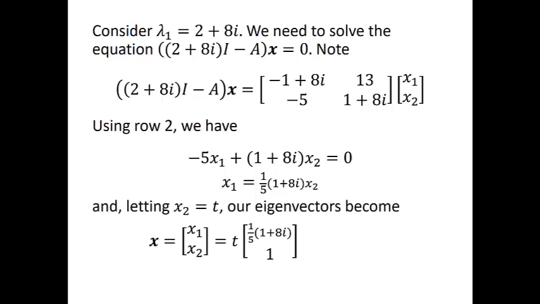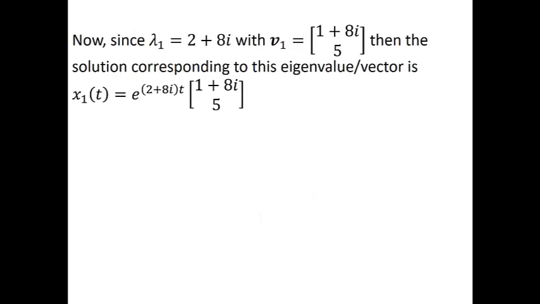So if we let x2 equal t, our eigenvectors are all scalar multiples of the vector 1/5, 1 plus 8i, 1. Or if we want to get rid of the fraction, we can say that our eigenvectors are scalar multiples of the vector 1 plus 8i, 5. Okay, now since we've got an eigenvalue of 2 plus 8i with corresponding eigenvector 1 plus 8i, 5, then the solution corresponding to this eigenvalue and eigenvector would be e to the (2 plus 8i)t times the eigenvector 1 plus 8i, 5. Now, the problem with this solution is that it has complex numbers in it.